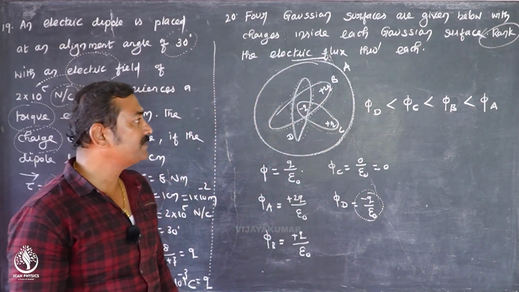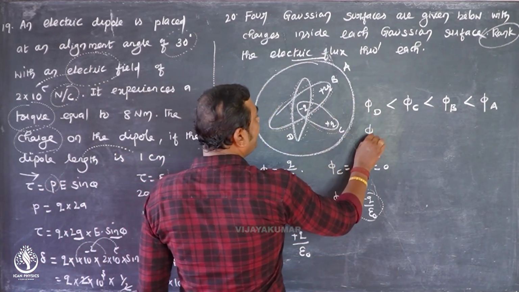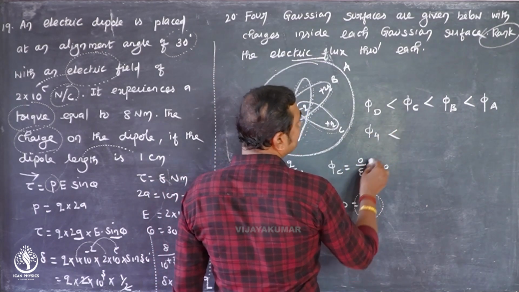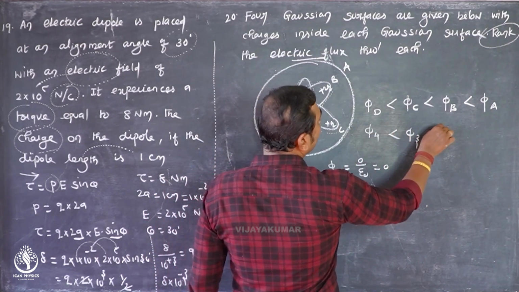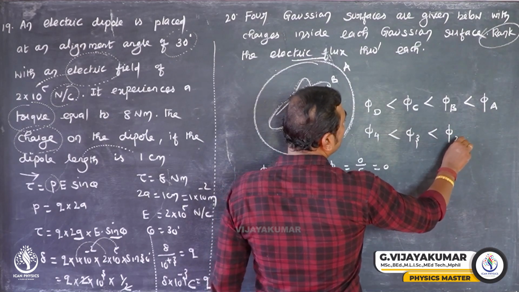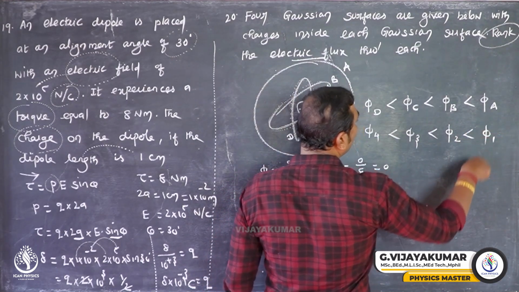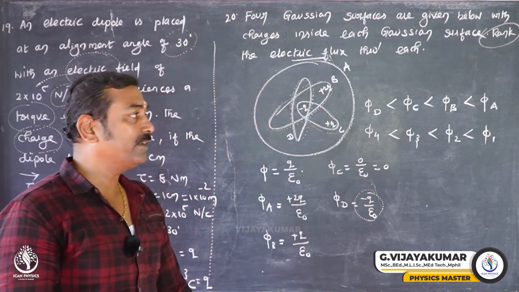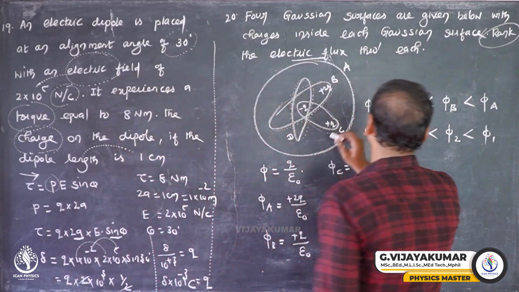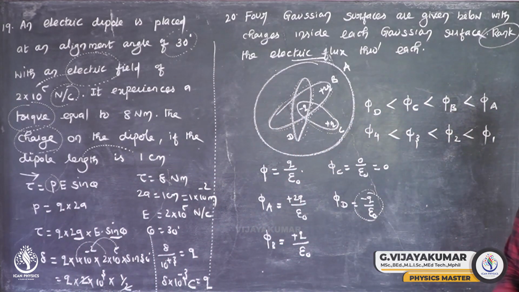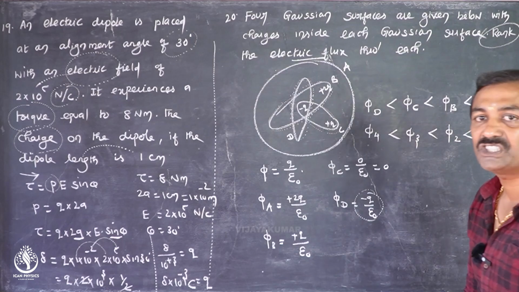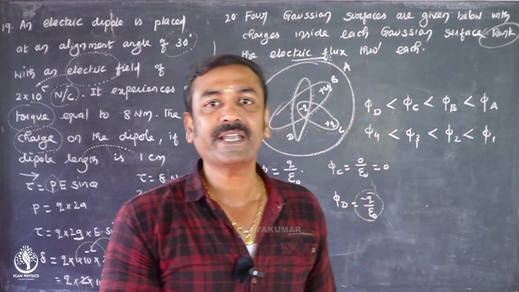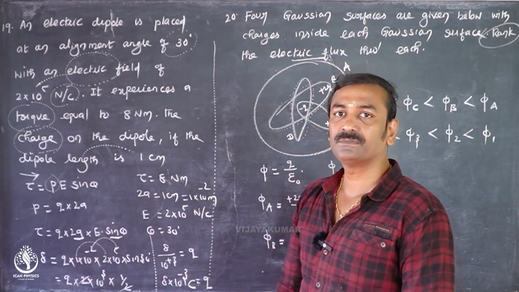Okay. So in the options they may be given, phi 4 is less than phi 3 is less than phi 2 is less than phi 1. So whatever it may be, according to the option we can change. Okay. So this is the rank of electric flux through each Gaussian surface. Okay. Do you get it now? Do you have any doubt? Okay. Fine.